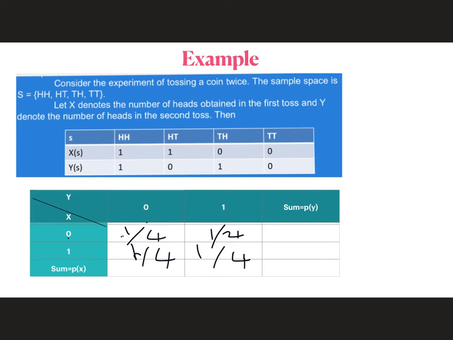So let us add this. 1 by 4 plus 1 by 4 is 1 by 2. Similarly, this is 1 by 2, this is 1 by 2, and vertically adding, this is 1 by 2. So vertically or horizontally, the last row and last column give the summation 1. So that is what a joint distribution is.